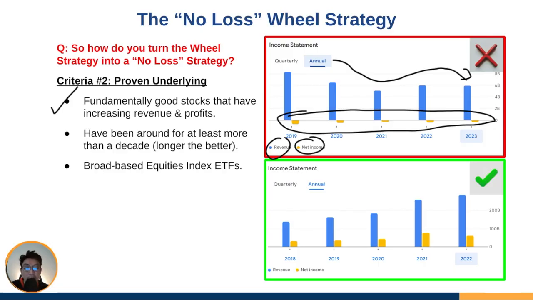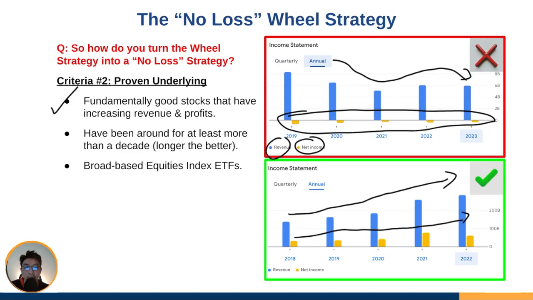All right, so let's take a look at the next one. So this one, as you can see down here, is so much better, right? You can see the revenue is increasing. The net income is also pretty much increasing year on year, and it has been profitable for the past 5 years. So these are some things that you want to take note of. When it comes to fundamentally good stocks, there are quite a number of criteria. For example, you might want to look for stocks that have a good moat as well, and so on and so forth.